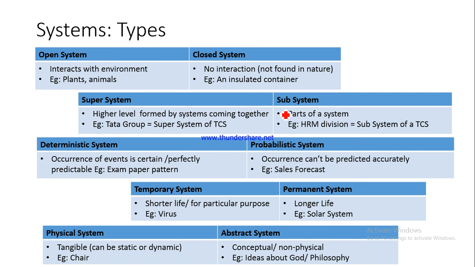However, they are physical systems because you can see them, touch them, tangible in nature, and they can be static or dynamic. Static means they would be stationary, and dynamic is when they keep on changing. So these kinds of physical systems can be further categorized into static or dynamic. On the other hand, we've got abstract systems. Abstract systems are the systems which don't exist in reality. They cannot be seen as such. They cannot be touched as such.